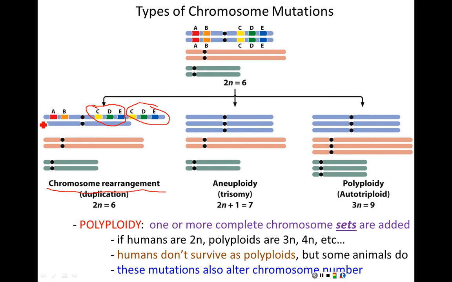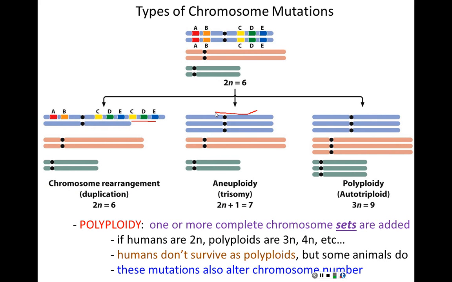One, we've changed the overall structure of a chromosome from what it should be to what it is now. But more importantly, we haven't changed the overall chromosome number. This individual, although mutant, does not have an extra chromosome. They still have 46 chromosomes total.